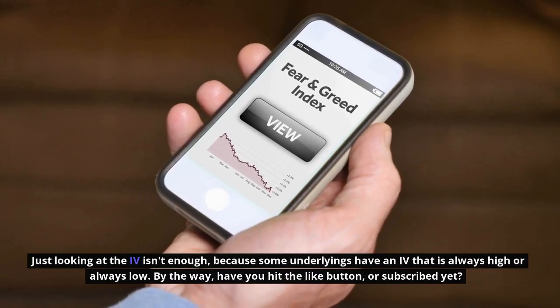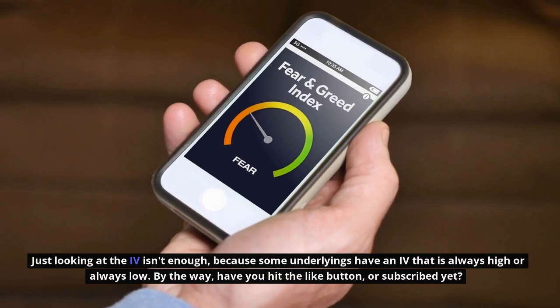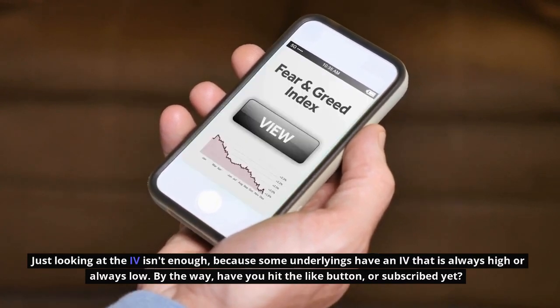Just looking at the IV isn't enough, because some underlyings have an IV that is always high or always low.